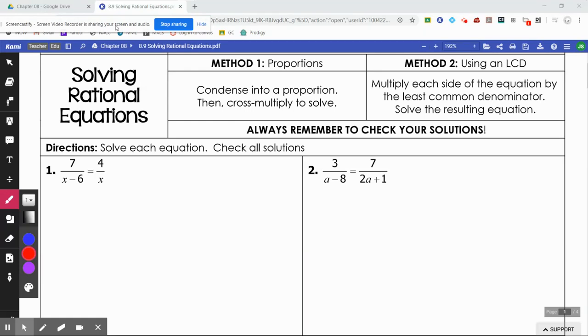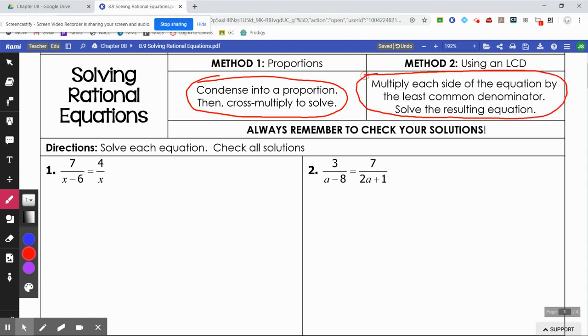Okay, in this video we're going to be solving rational equations, and we have two methods of doing this. Method number one is to use proportions. To use proportions, we're going to condense into a proportion, then we're going to cross multiply to solve. Method number two, using the LCD, is probably the most popular method.